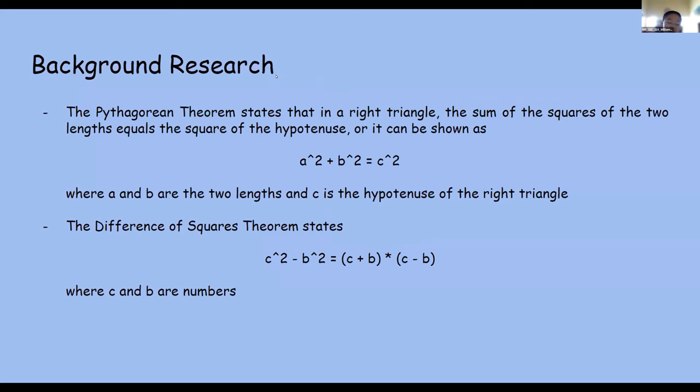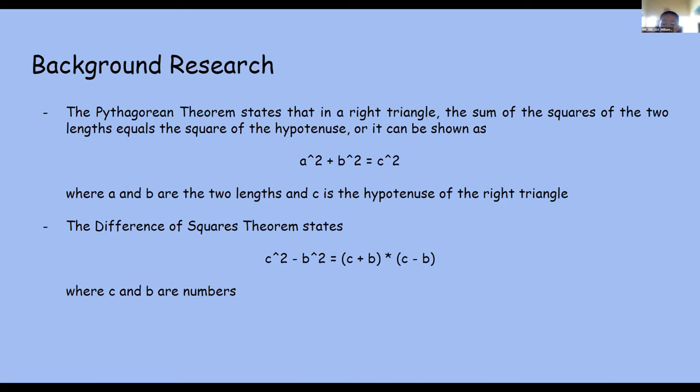The first theorem is the Pythagorean theorem. It states that in a right triangle, the sum of the squares of the two lengths equals the square of the hypotenuse, or a squared plus b squared equals c squared, where a and b are the two lengths and c is the hypotenuse. So earlier I mentioned that my program could generate a Pythagorean triple.